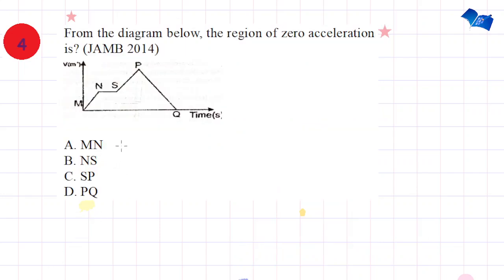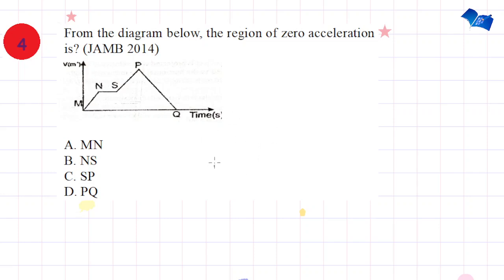Question number 4. From the diagram below, the region of zero acceleration is taken from JAMB past question 2014. So they're asking us the region of zero acceleration, right? This is a velocity time graph, that is velocity plotted against time. You can see that from M to N, you have acceleration, right? We have a change in velocity, right? But from point N to S, we have a constant velocity.